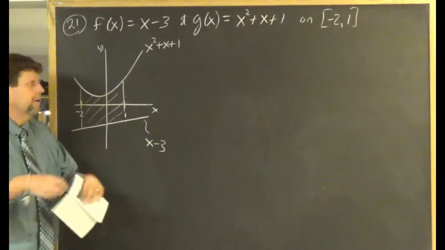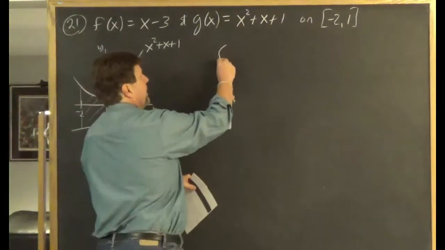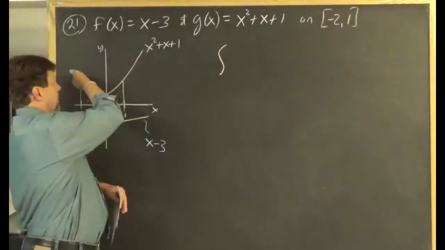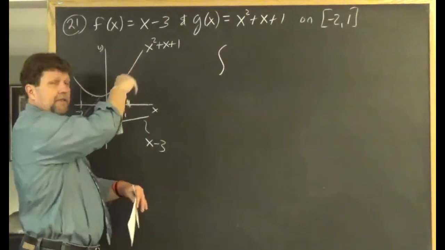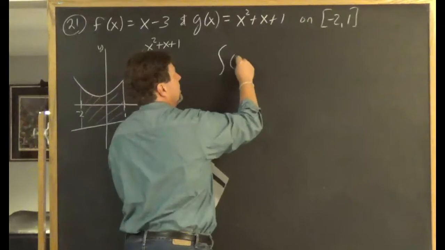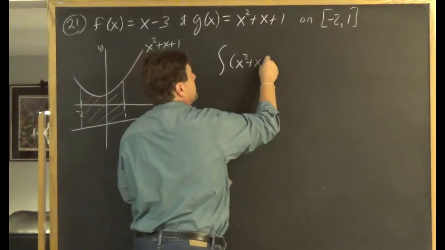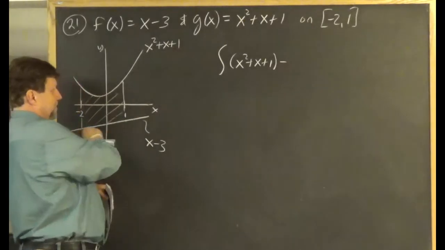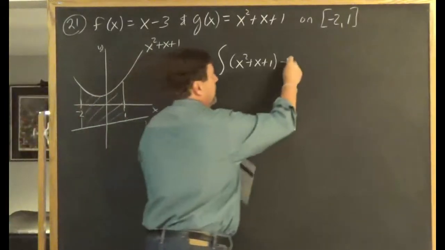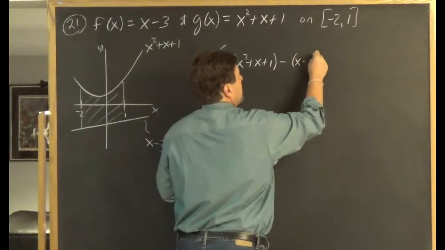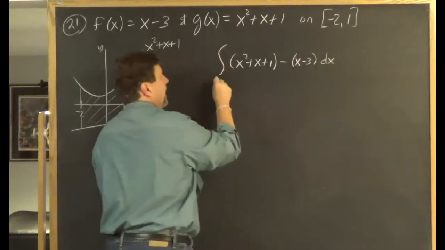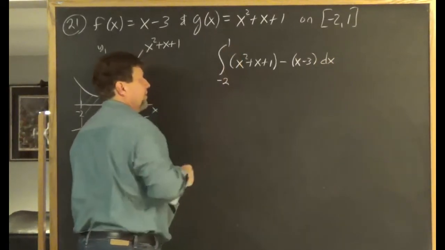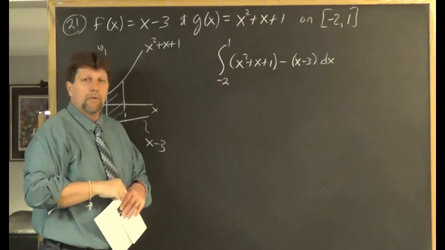So remember, to find the area, I'm integrating top curve minus the bottom curve. Well, the top curve is x squared plus x plus 1, minus the bottom curve. And the bottom curve is x minus 3. And I'm finding that area on the interval -2 to 1.